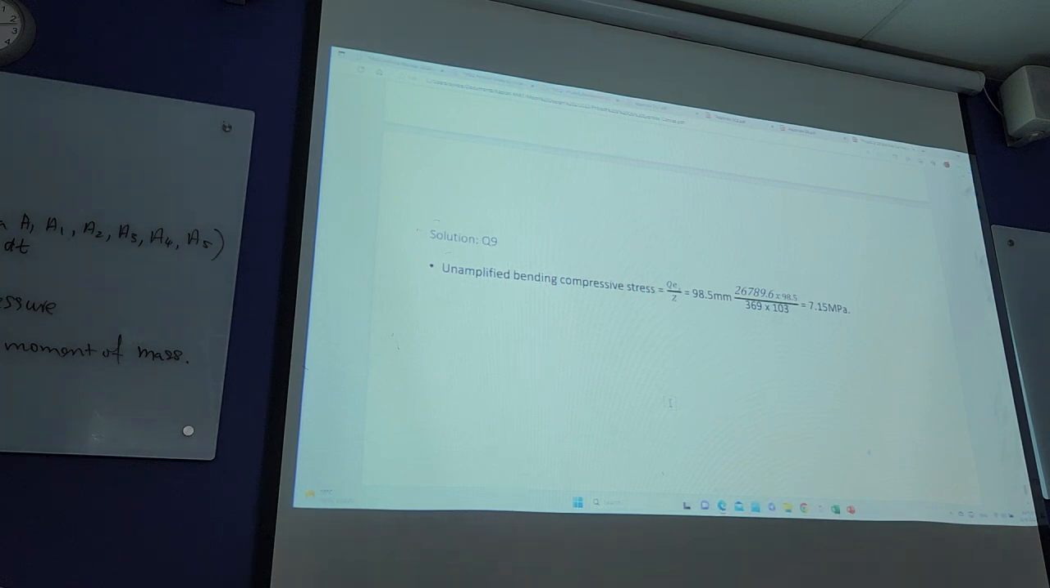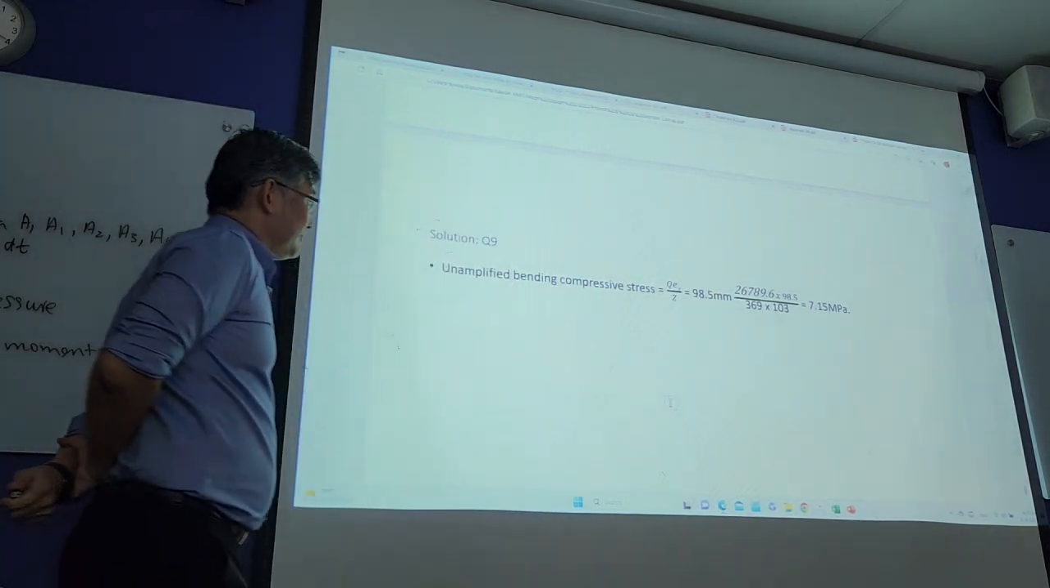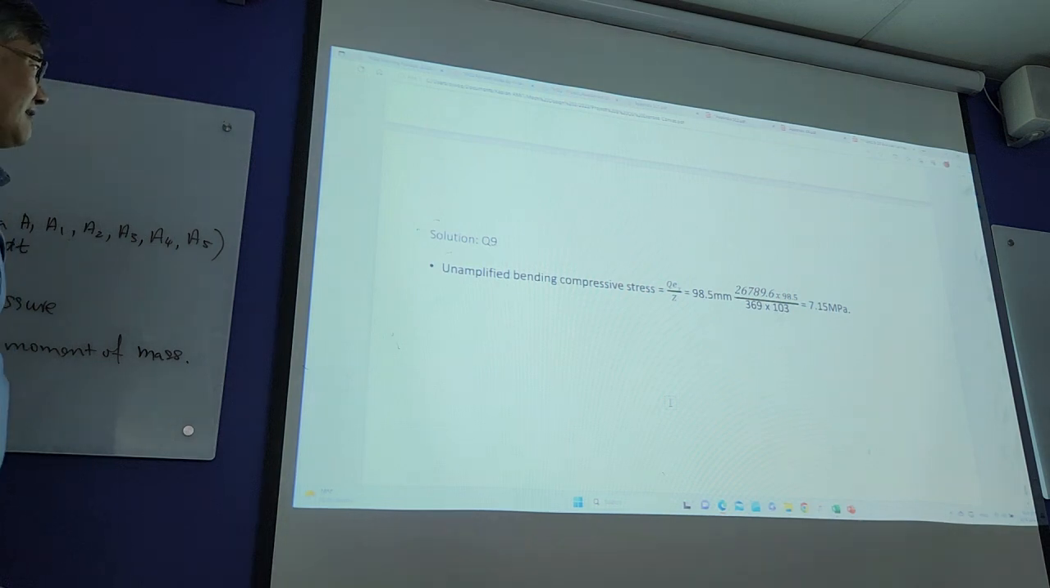Alright, so our Q, actually just eccentric is 93.5. So your Z value is 369 times 10 to the power of 3. Alright, I cut and pasted, so the power of 3 actually becomes a typo error. Alright, so this is how we get your unamplified bending compressive stress.